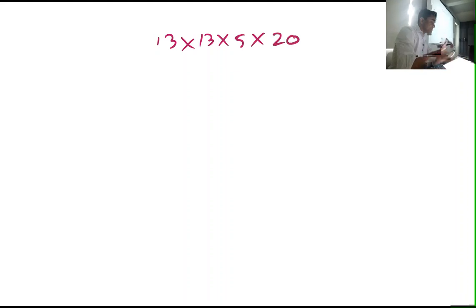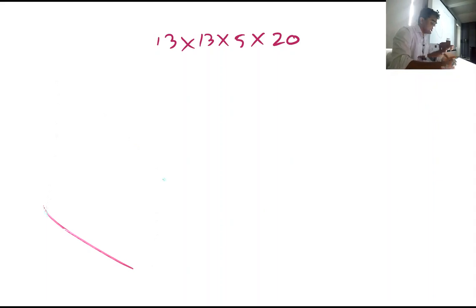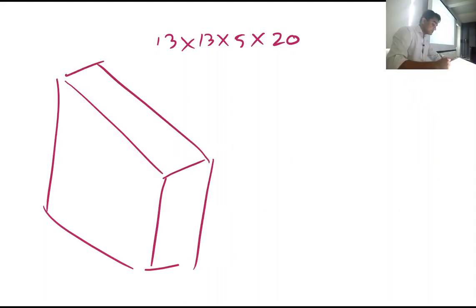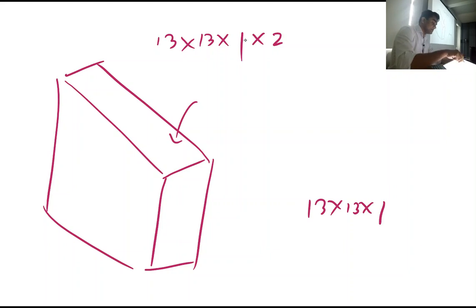Let's say 5 cross 20. This is 13 cross 13, right? This is now 13 cross 13 cross 1, and if I make this 1, I have what? 20. What does 20 mean? I have 20 channels inside. Let's keep it very simple: 2, right? And this was 5. So if I keep this as 5, I can redraw it.